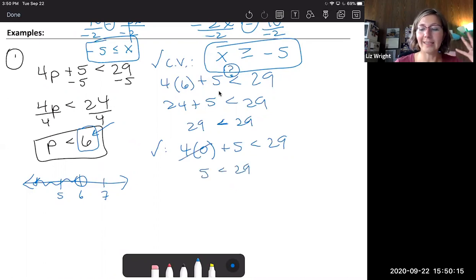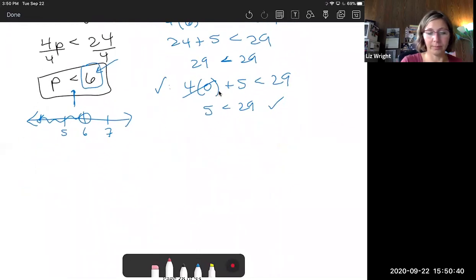Is that correct? Yes. So what that tells us is that we also didn't screw up our inequality sign, so that is correct. If you got the statement that 5 is greater than 29 at the end, what that means is you screwed up your inequality sign, and you need to come back here and flip that inequality sign. That's what that would mean if you got an untrue statement at that point. All right, let's try another one.